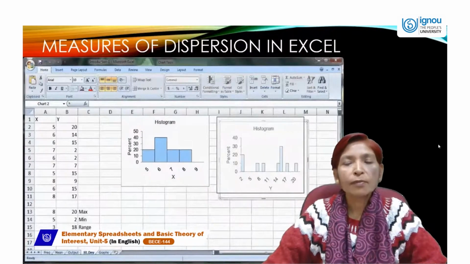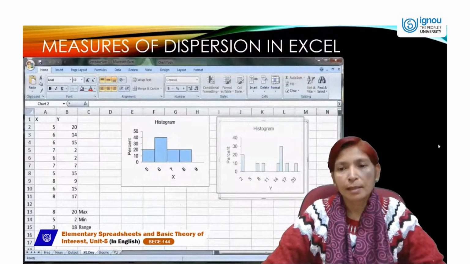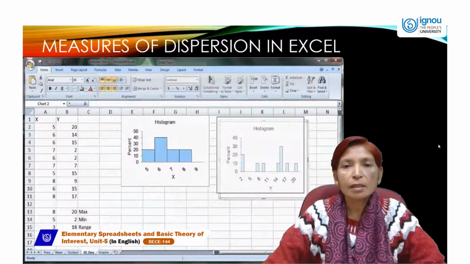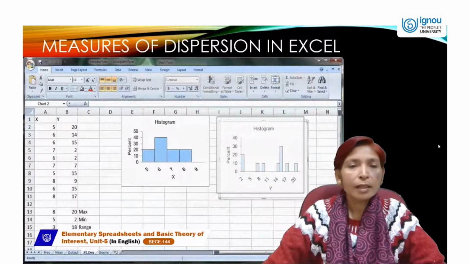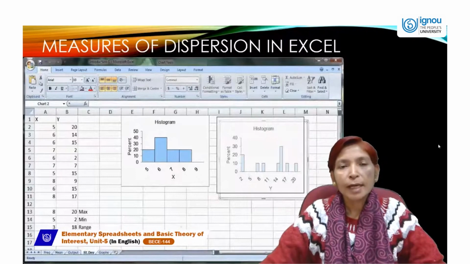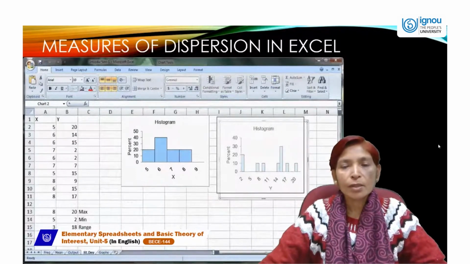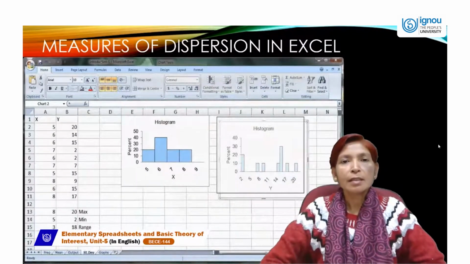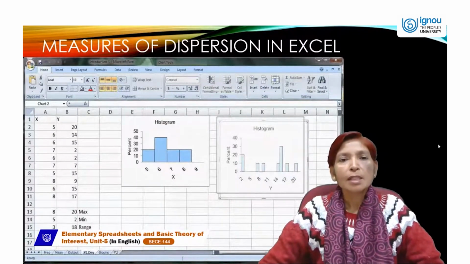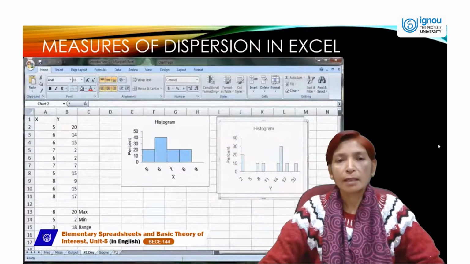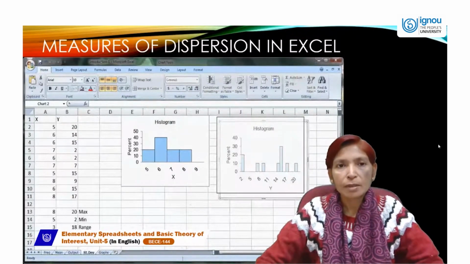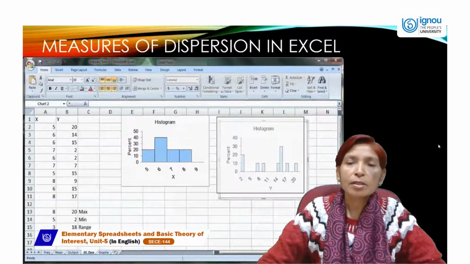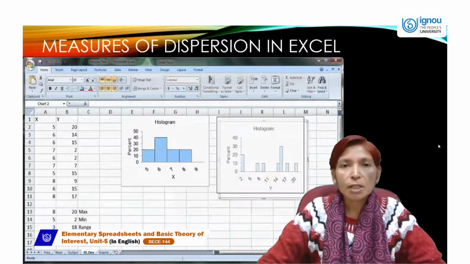Next is measures of dispersion in Excel. Measures of dispersion in statistics generally tell us how much scatteredness exists in the collected data. If we want to estimate scatteredness or spread, or how much data is spread out, then we use these measures of dispersion. We can use them to calculate the range.